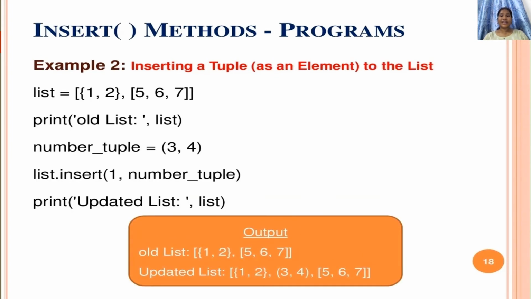Inserting a tuple as an element to a list. This is the second example in the list methods, the insert method. I considered a list, a tuple and a list, and I printed it, and the tuple 3, 4, and inserted at the first position the tuple and print the updated list. The output would be the old list, that is 1, 2, 5, 6 and 7, and the updated list would be 1, 2, and in this position the inserted values 3 and 4 are inserted, and the last elements 5, 6 and 7.